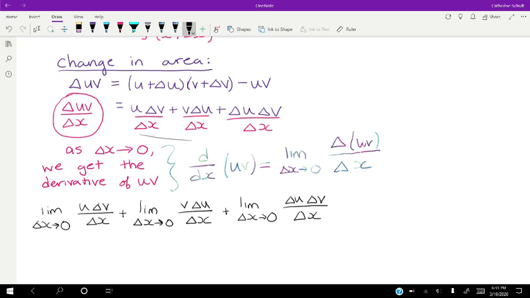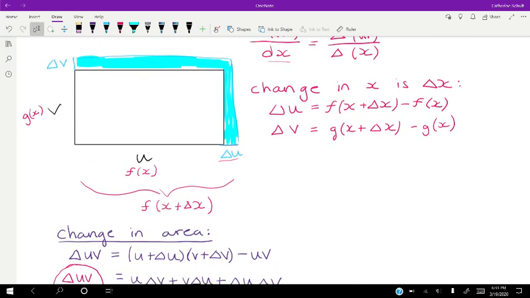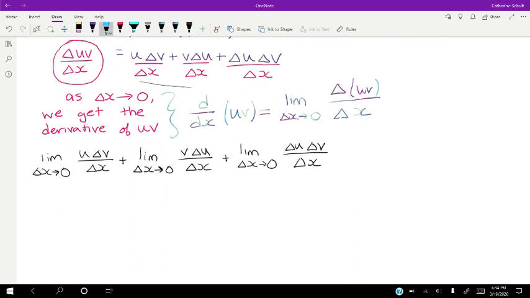Okay, good. And then we're almost done. So let me point out this. This limit is dependent on delta x, right? Delta v has a delta x in it. Let me show you. That was this. Remember, delta v is dependent on delta x. Delta u is dependent on delta x, right? So when we're taking the limit as delta x goes to 0, that's going to affect these two terms, but it won't affect u. So we can move u to the outside. And same argument over here, we can move v to the outside.